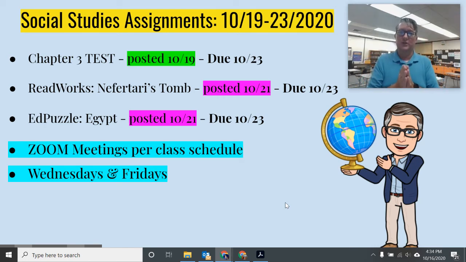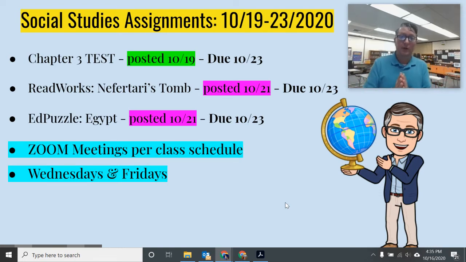Please read the directions. If it says 5 complete sentences, please write me 5 complete sentences with reasoning from the book in order to answer that and get all of those points. So that is my word on the Chapter 3 test.